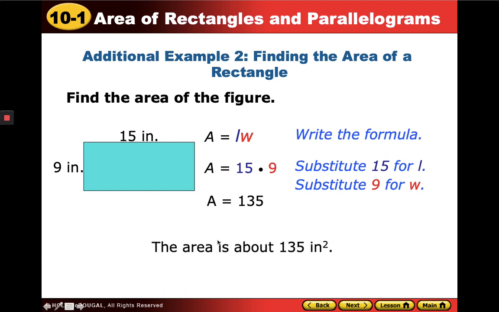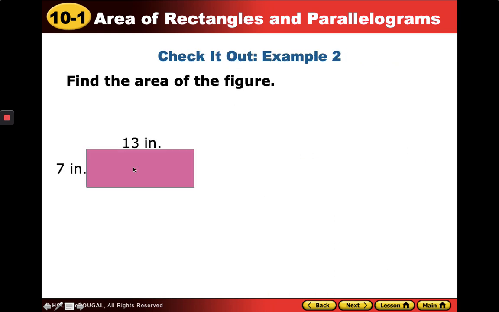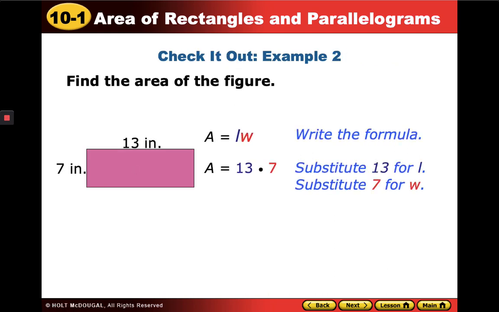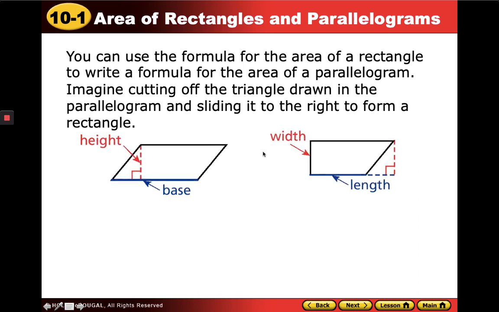Now the answer would be 135 inches with a little 2. That little 2 means squared. That means it's two-dimensional, representing space or area. This one, you just do 7 times 13. So I'm going to fly through this quickly. 7 times 13 is 91. 91 inches squared. Now, the area of a parallelogram is the same thing.